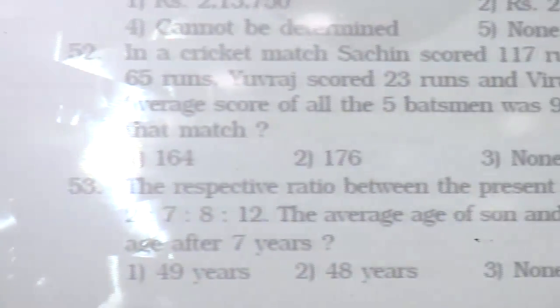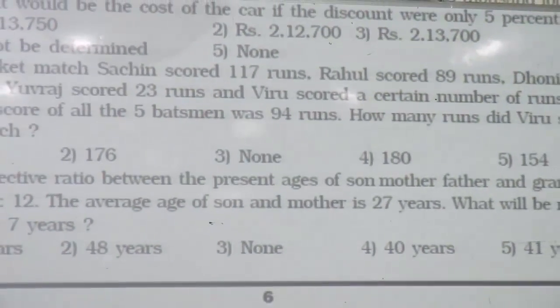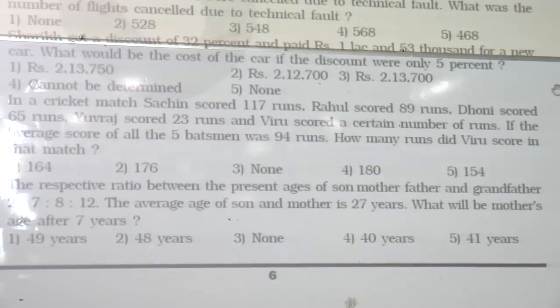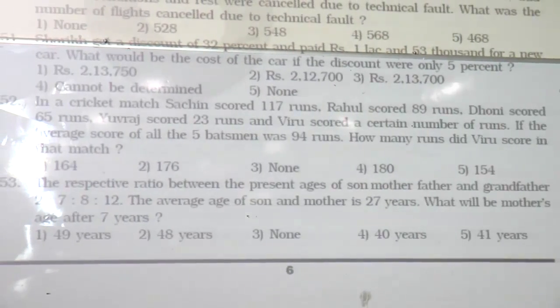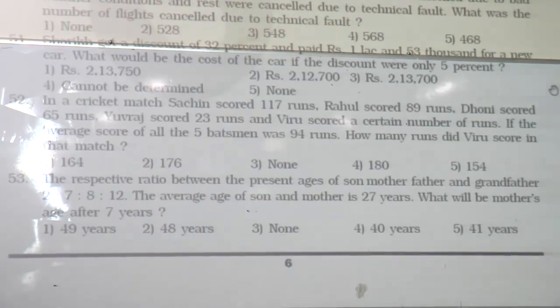Next, the respective ratio between the ages of son, mother, father, grandfather is given as 2:7:8:12. The average age of son and mother is 27. What will be the mother's age after 7 years? In terms of number of parts, mother's age is 7 parts.